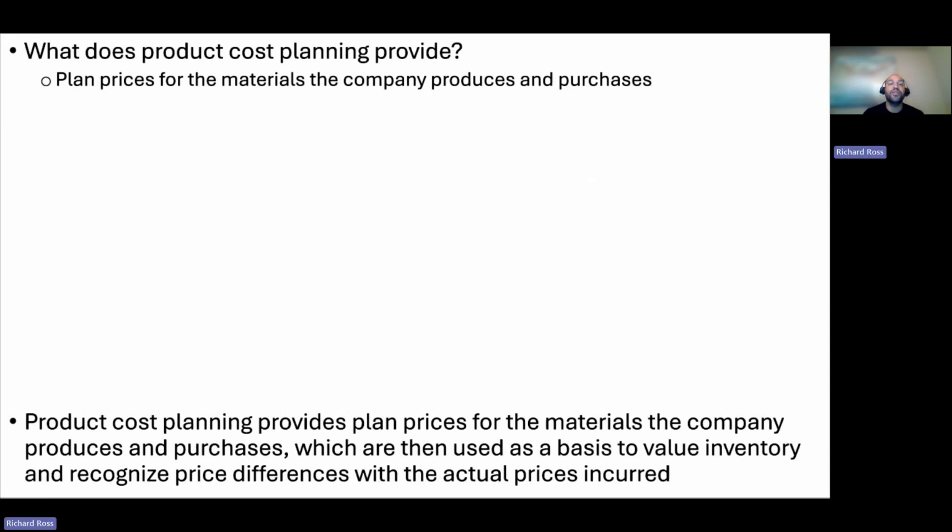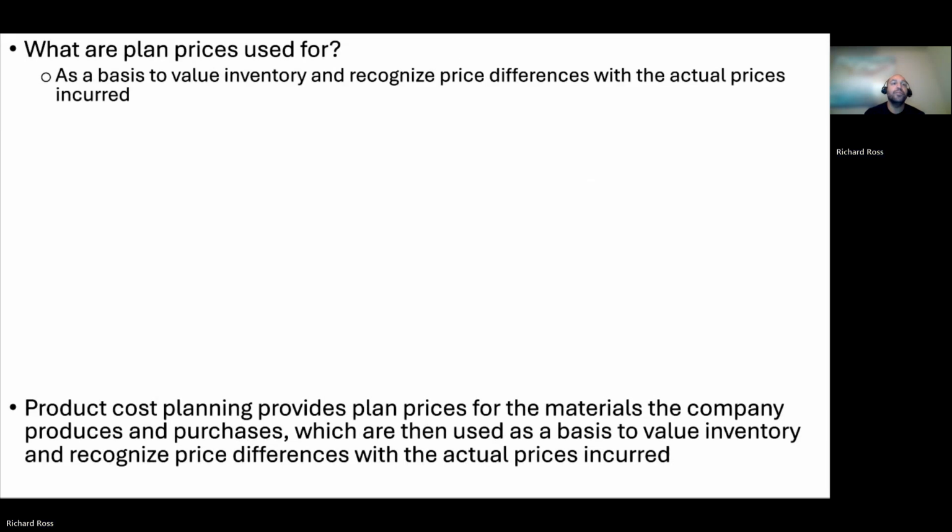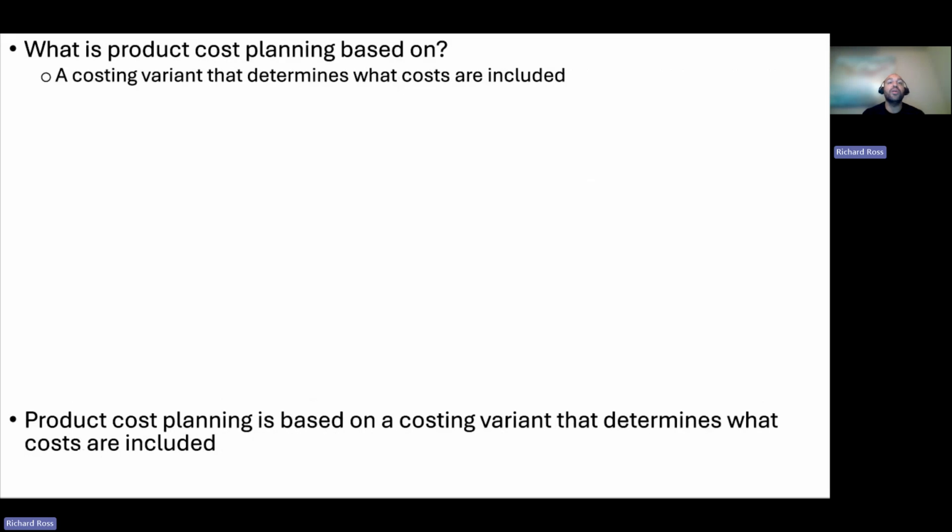Plan prices for the materials the company produces and purchases. What are plan prices used for? As a basis to value inventory and recognize price differences with the actual prices incurred. What is product cost planning based on? A costing variance that determines what costs are included.